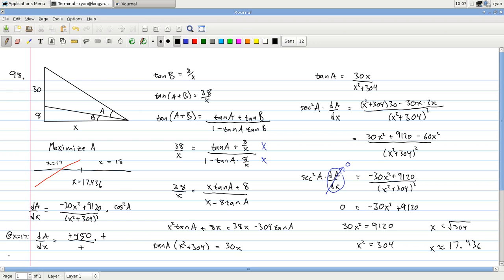If we look at x equals 18, we have dA/dx equals negative 600 divided by, again, a positive number because our denominator is squared, times a positive number because cosine is squared. So we have that our derivative is negative, so we know the function is decreasing. So this actually is a maximum. So our maximum occurs when we sit about 17.436 feet from the screen.